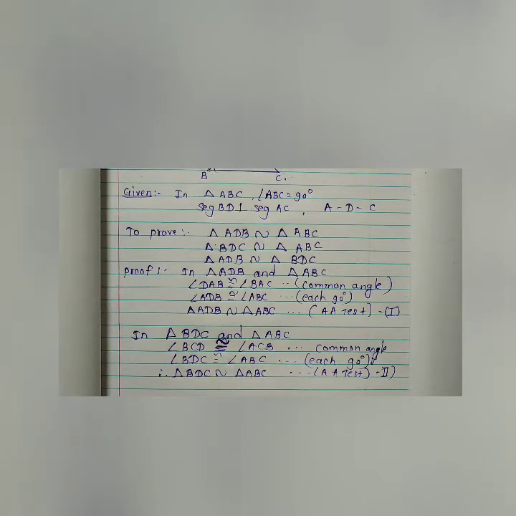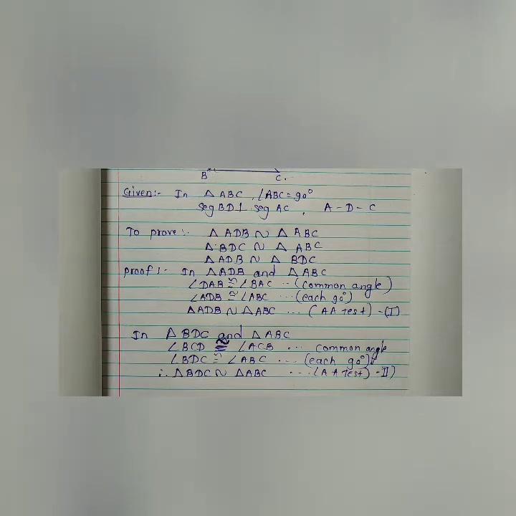Therefore, in triangle BDC and triangle ABC, angle BCD is congruent to angle ACB. What is the reason? Common angle. Angle BDC is congruent to angle ABC. What is the reason? Each is 90 degrees. Therefore by AA test, triangle BDC is similar to triangle ABC, and give the number second.